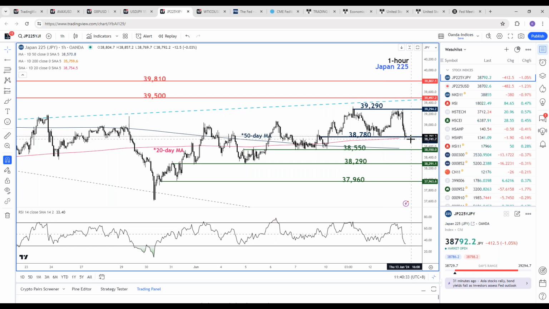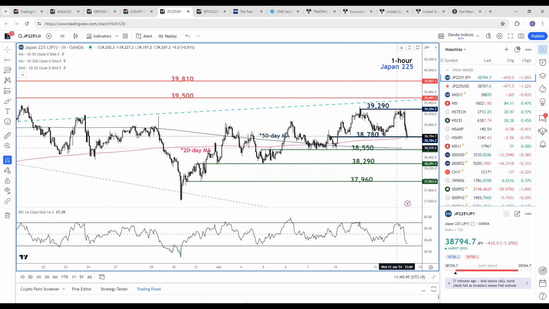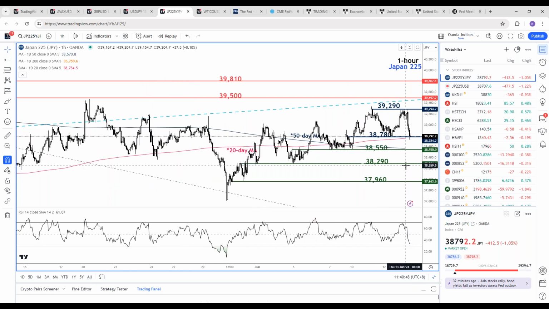If we start to see an hourly close below 38,780, then we will see another round of choppy minor corrective decline back towards this portion here at 38,550 in the first step. That's the 50-day moving average also acting as support. Below it exposes the minor swing low of 38,290, which is defined by the low of 31st of May and 1st of June.